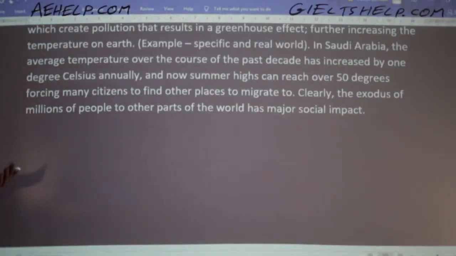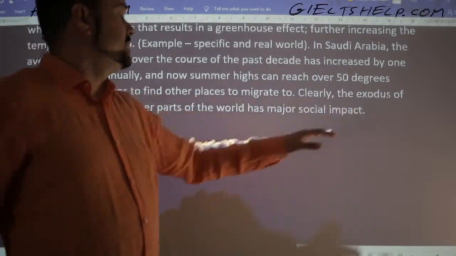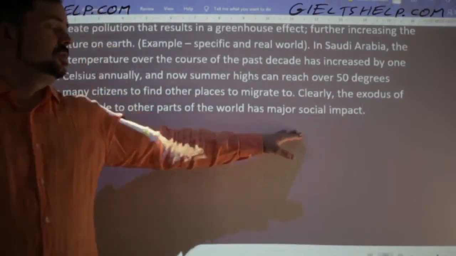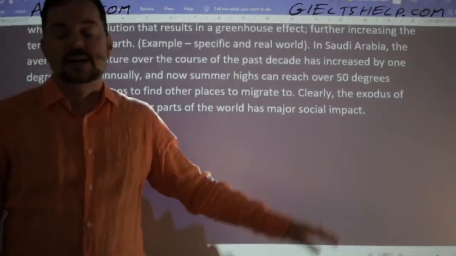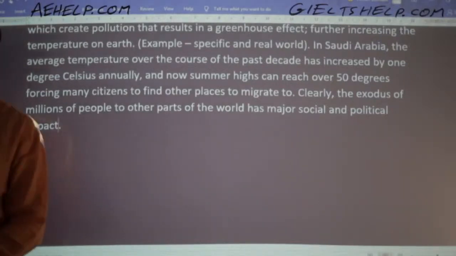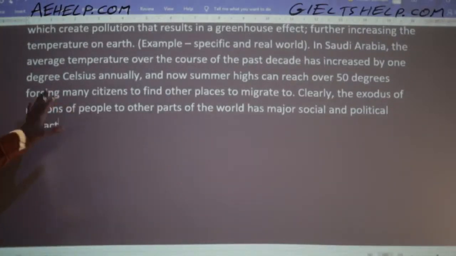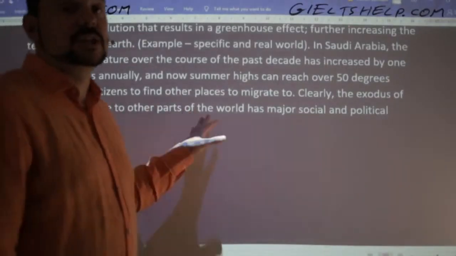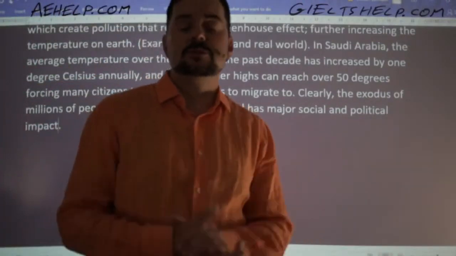So this is my connecting sentence here. Clearly, the exodus of millions of people to other parts of the world has major social and political impact on society. Okay. All right, so that's my connecting, concluding sentence, because now I'm going to write about my second thesis point, which of course is the consequence of this increasing temperature and movement of people.